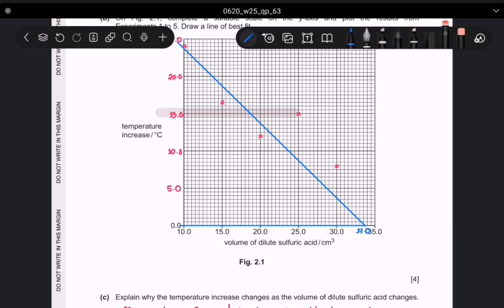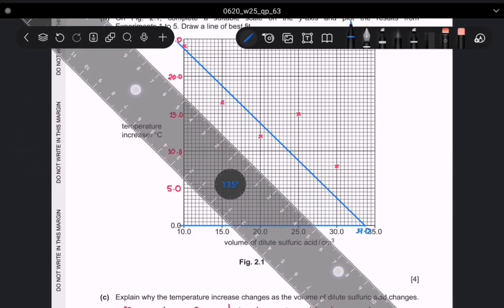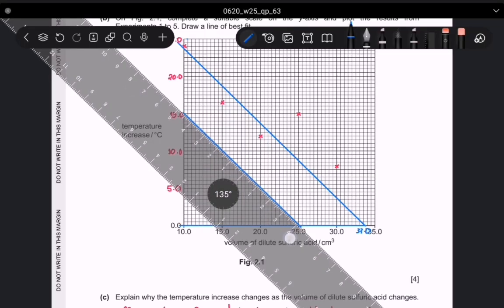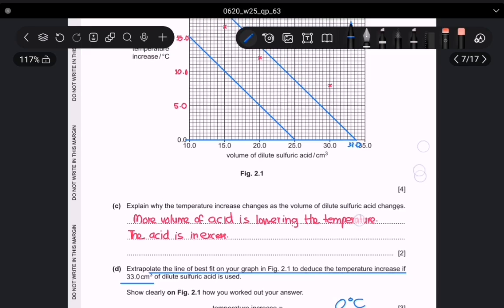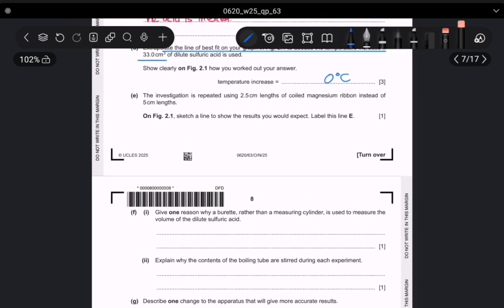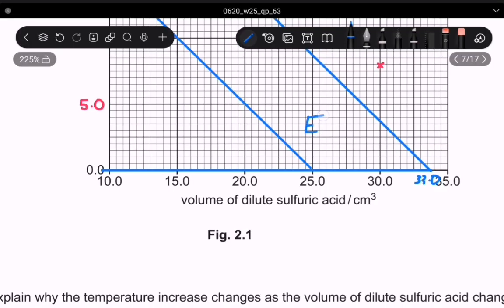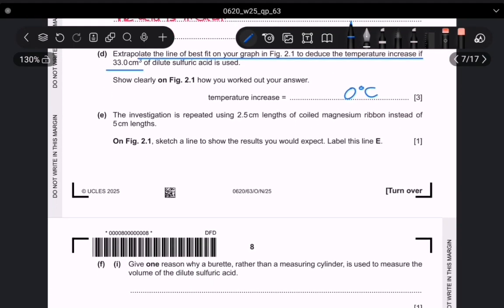So I can just copy this line and make it smaller. Anywhere below this line, you can draw another line that's half of this, and this shows that the products will decrease as the length of the coiled magnesium ribbon decreases.